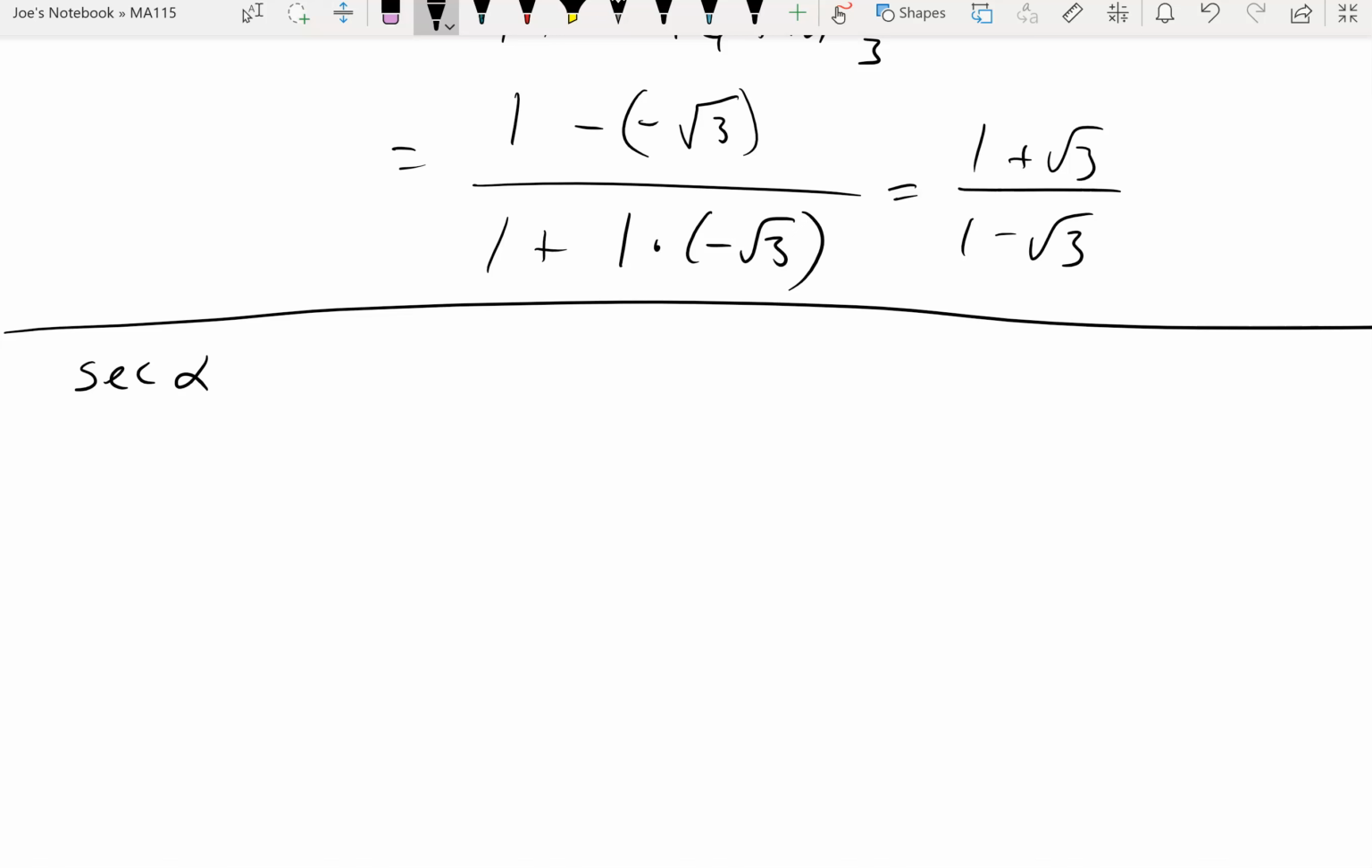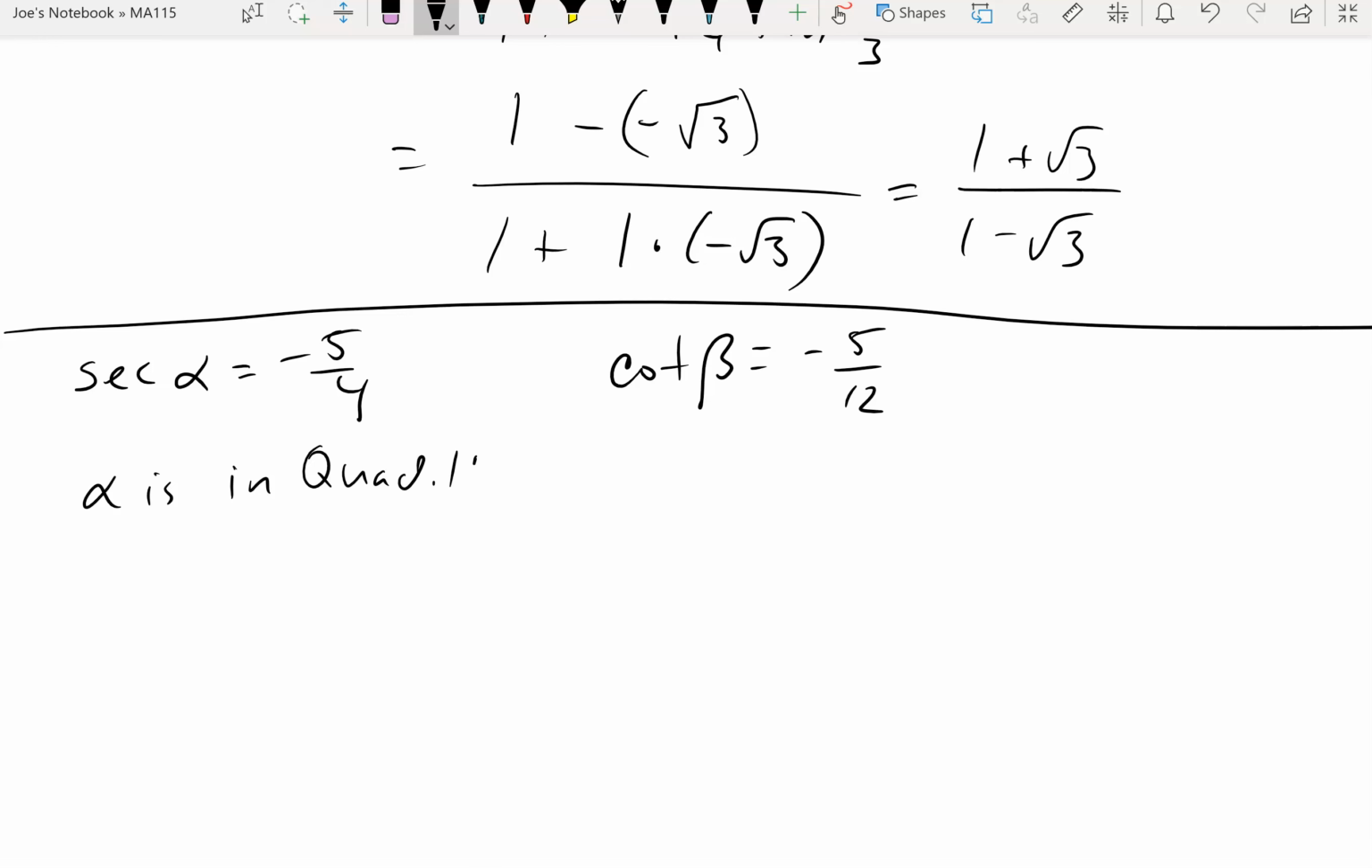All right, so we've got secant of alpha is negative 5/4. Cotangent of beta is negative 5/12. Alpha is in quadrant 2, and beta is in quadrant 4. I'm not even going to look at the 3 parts yet. Let's see if we can set up our triangles to help us out here.